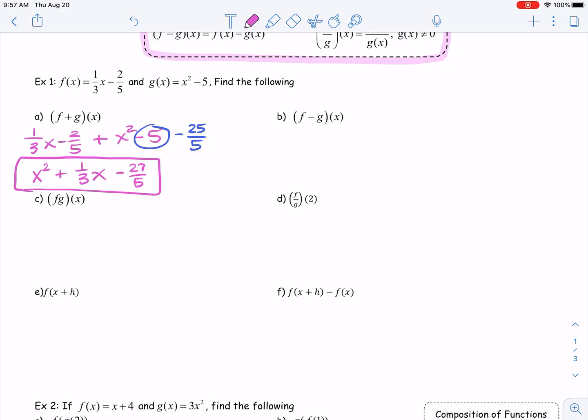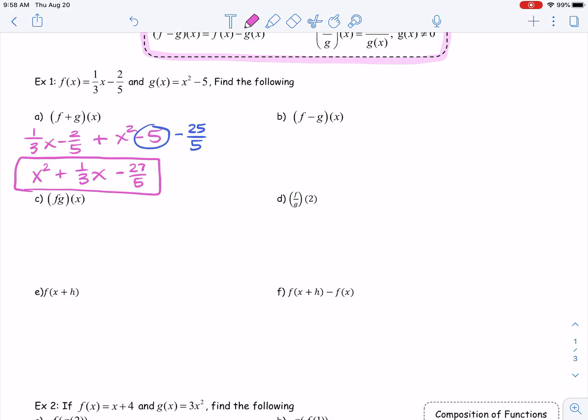Now we're moving over to part B. We're going to do the same thing, we're just going to subtract. So be very careful with subtraction. Whenever you go in order, I am subtracting that g of x. So everything in the g of x function has that negative in front of it. You can distribute that negative if you want. That's probably the most ideal thing to do.